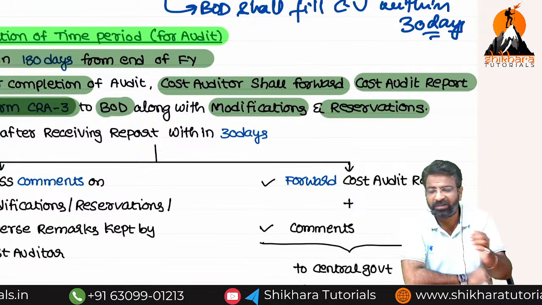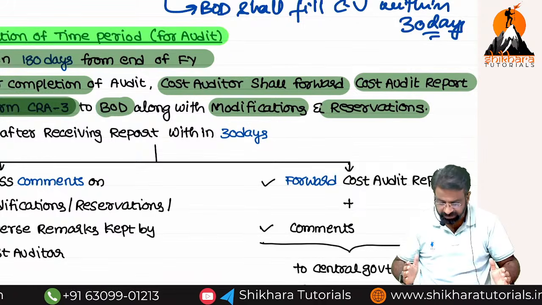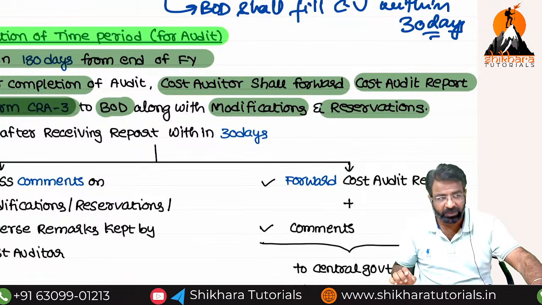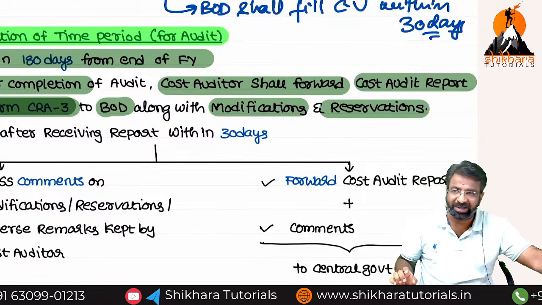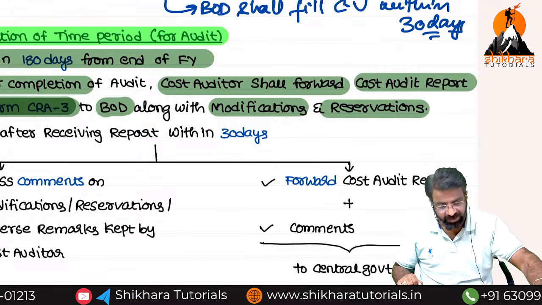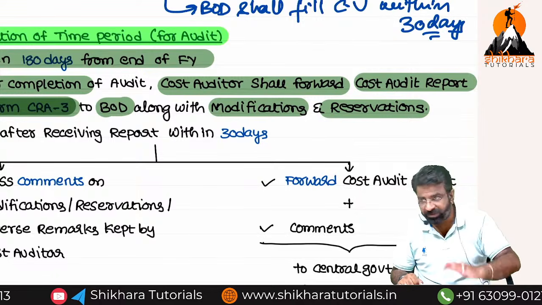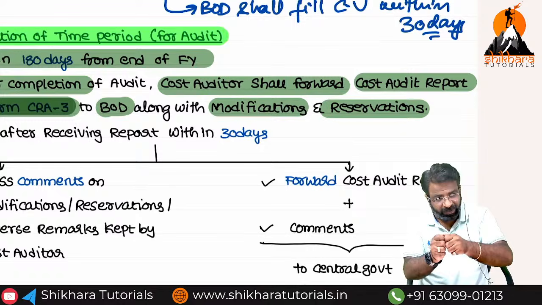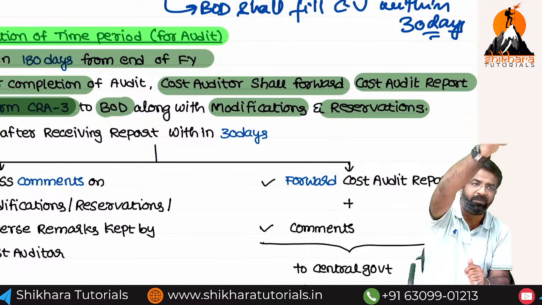The Board of Directors now have 30 days. How many days? Okay, I gave the report today. What is the date today? 30th June. So they have the next 30 days to give me the explanation. In the next 30 days, they have to give their explanation and comments, and send one copy of the cost audit report to the central government.